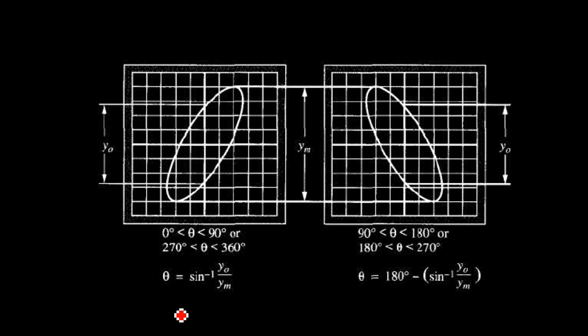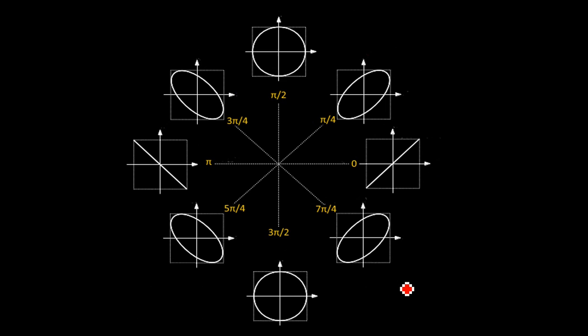And from 0 to 90 degrees and from 270 to 360 degrees, that is in quadrants 1 and 4, you will be using the equation theta equal to sin inverse y1 by y2. And in quadrants 2 as well as 3, you will be using theta equal to 180 minus sin inverse y1 by y2. Okay, because the direction of your ellipse is changing, you will be getting this angle. So in order to find out the actual phase difference, you have to use this particular equation.